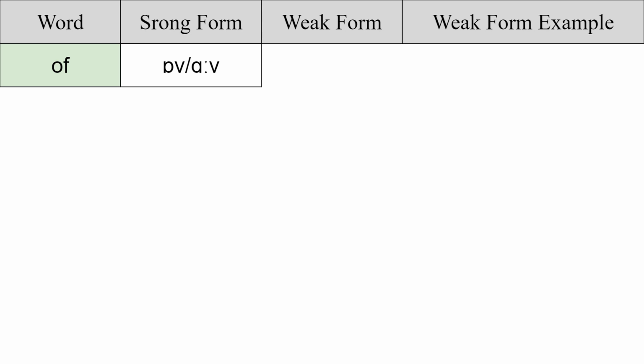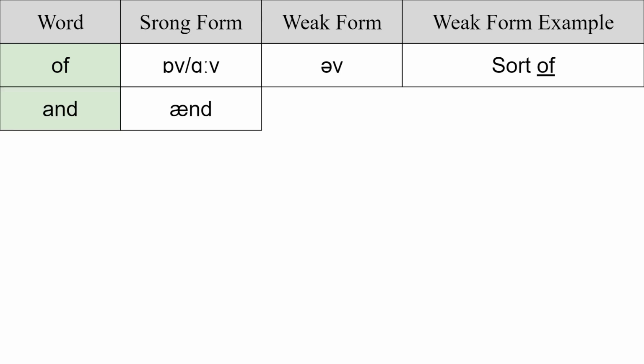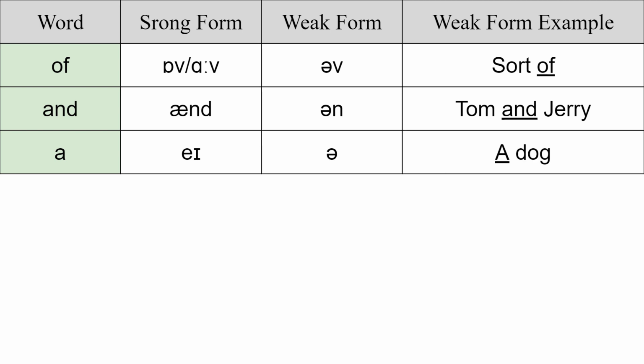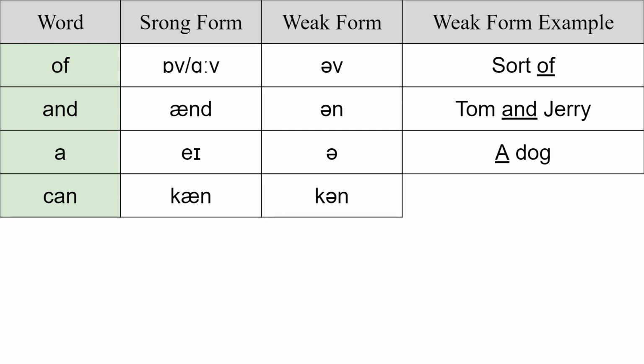Of, weak form, of. For example, sort of. And, weak form, an. For example, Tom and Jerry. A, weak form, for example, a dog. Can, weak form, can. For example, I can do it.